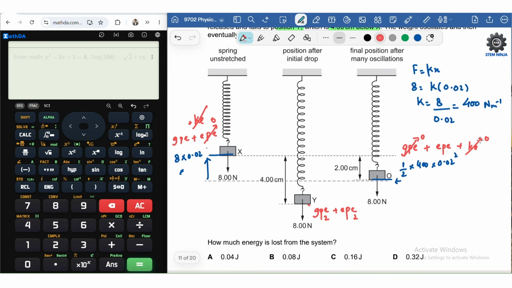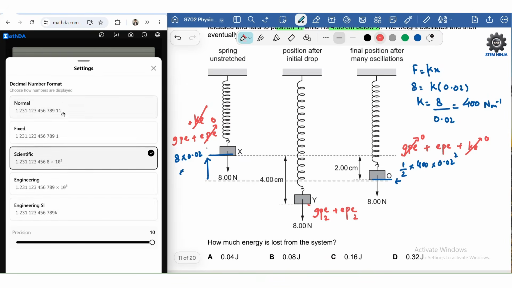So we just need to find out initial minus final, because it's lost from the system, right? So initial is 8 times by 0.02 minus 200 times by 0.02 whole squared. So this is 0.08.